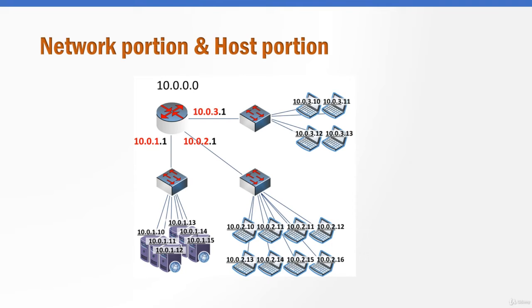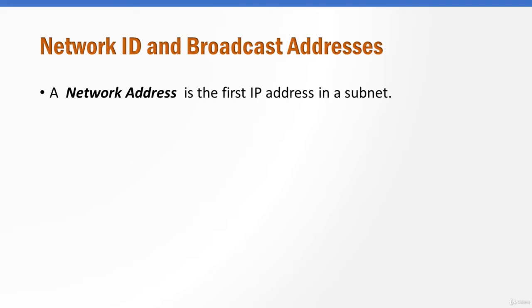The gateway is 10.0.3.1 and the end devices have addresses that begin with 10.0.3. Now that we've covered the types of addresses we would assign to gateways and end devices, we need to talk about 2 other IP addresses that are very important. The network address and the broadcast address.